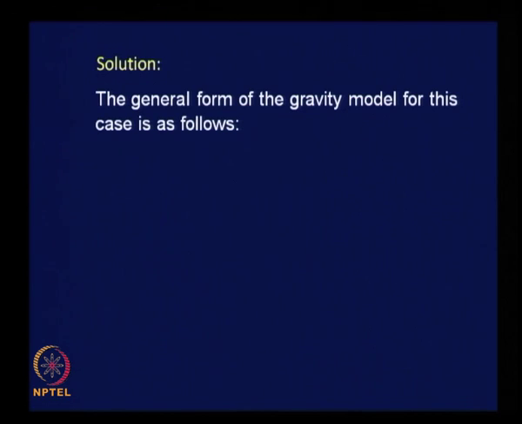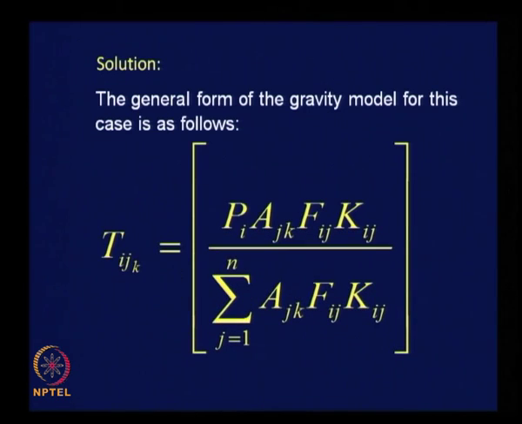The general form of the gravity model for this case can be written as follows. I have not given the superscript m because mode is already given to us. I have also removed the subscript p at the bottom of the bracket because the purpose is also given to us. We distribute trips made for work, and within work trips made by public transit. Clear? So m and p are gone. We are not introducing those subscripts as well as superscripts.